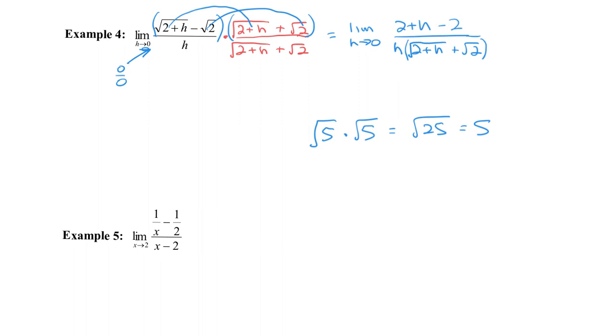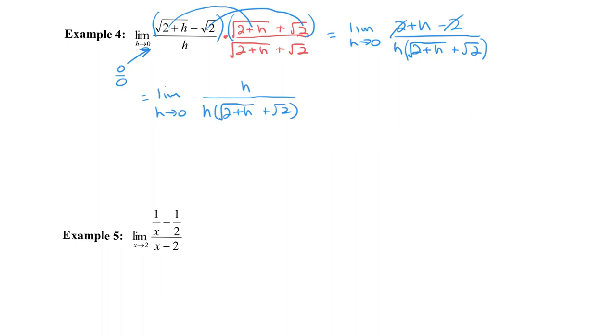Okay, so then what we've got, you can see the numerator, we can definitely clean up that numerator. So this is a limit as h approaches 0. In the numerator, 2 minus 2 cancels, so we just have h in the numerator. And we've got h times 2 plus h under the square root, plus the square root of 2 in the denominator. Now you can see what we can do up here.